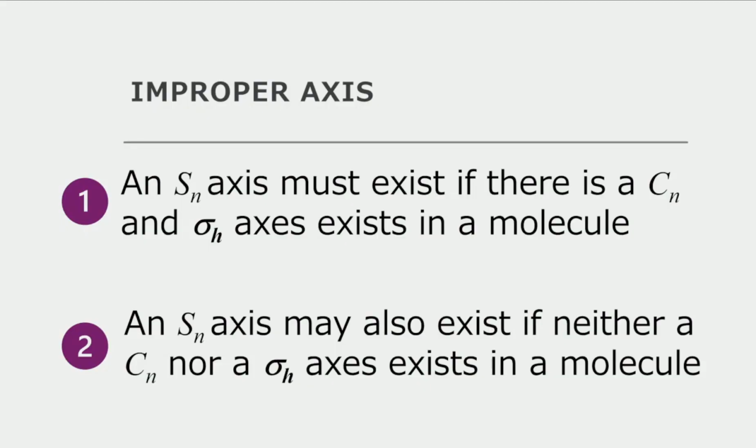So in the case of the improper rotation axis, the two cases that we have discussed demonstrate that an Sn axis must exist if there is a Cn axis and a sigma h operation in a molecule. At the same time, an Sn operation may also exist if neither a Cn axis nor sigma h exists, right? These are the two categories that we have discussed.